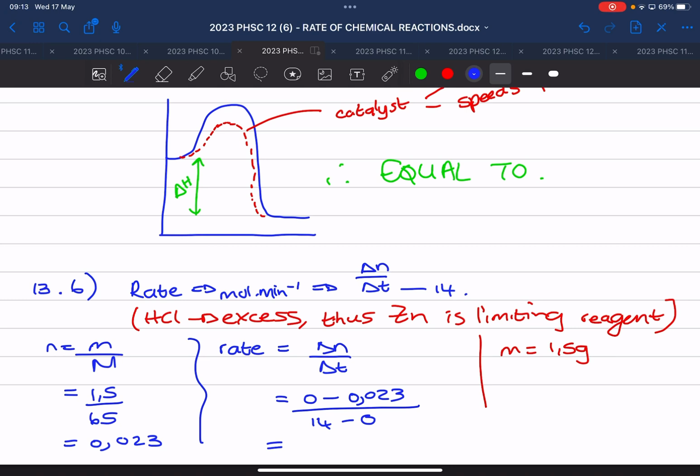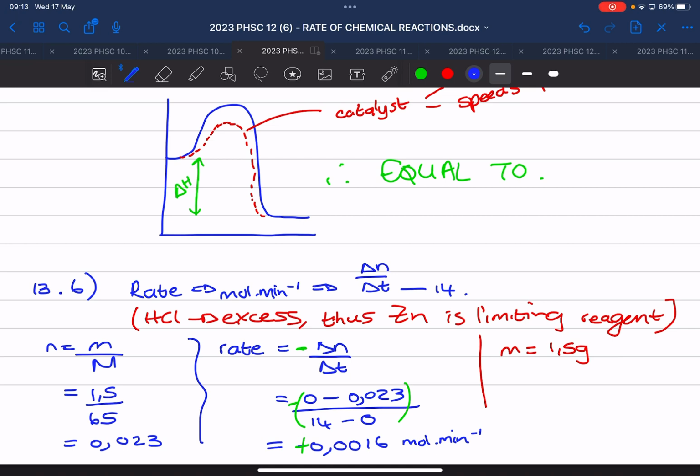Yes. Are we allowed to have a negative? No, so we are going to go up. We're going to make that a negative, put a negative in there, and then this changes to a positive. And our unit is moles per minute, like they ask in the question.